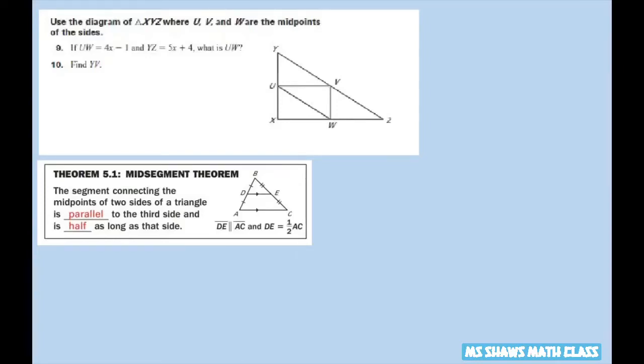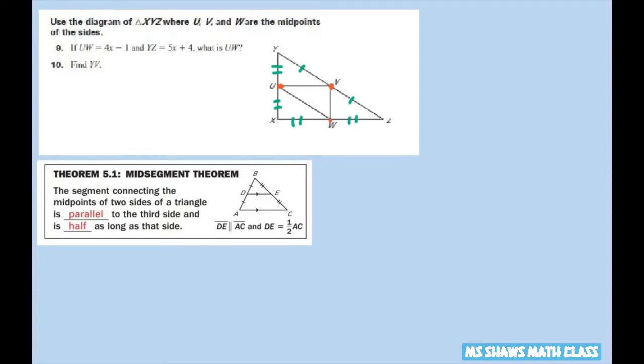Everyone, use the diagram of triangle XYZ, so this triangle here, and U, V, and W are midpoints of the sides. That means these two sides are congruent, these two sides are congruent, and these two sides are congruent.